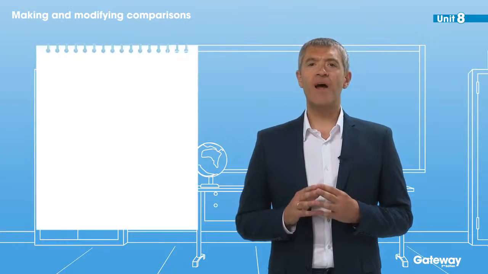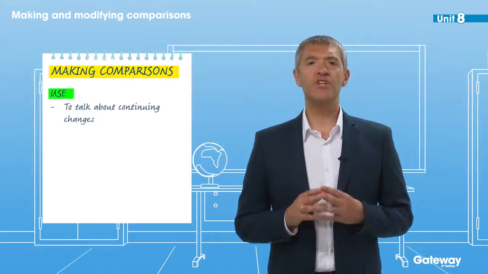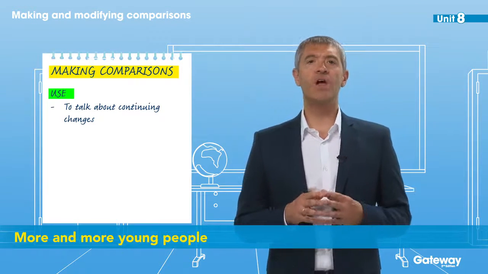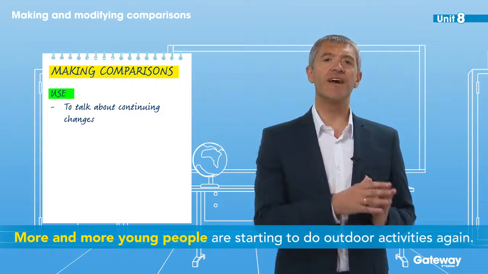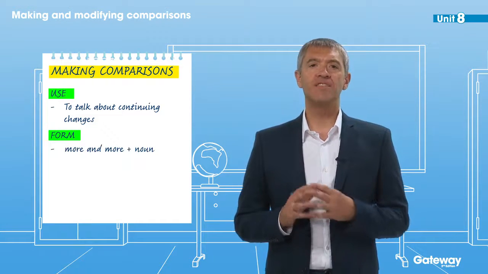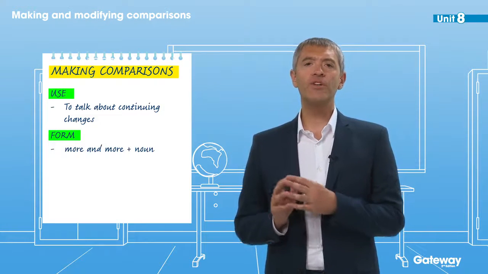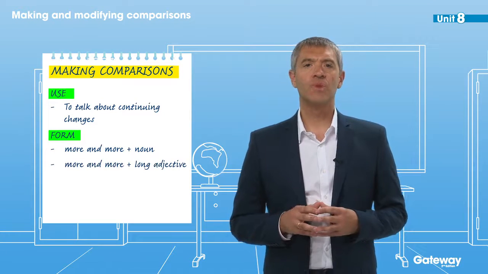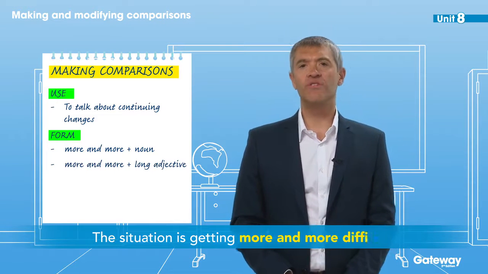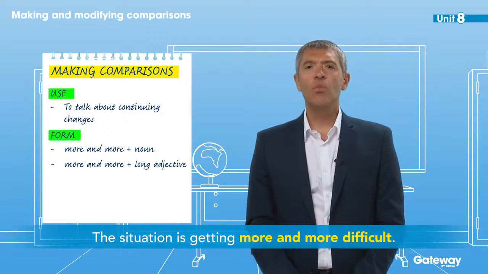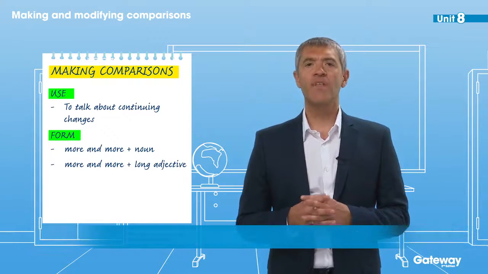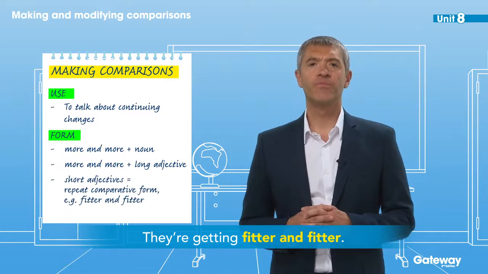We can use double comparatives to talk about continuing changes. So we could say, more and more young people are starting to do outdoor activities again. We can use double comparatives with nouns, as in the last example, or we can use them with adjectives. So we can say, the situation is getting more and more difficult. With short adjectives, we repeat the comparative form. So we say, they're getting fitter and fitter.